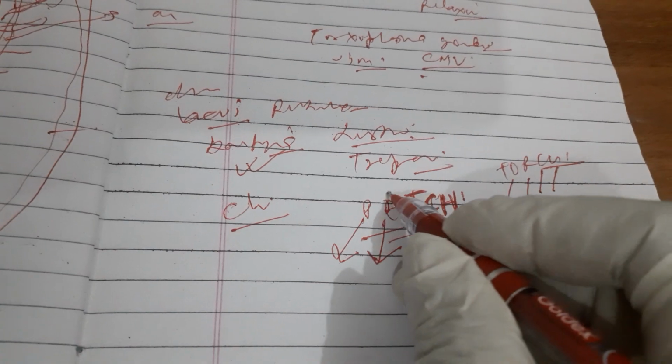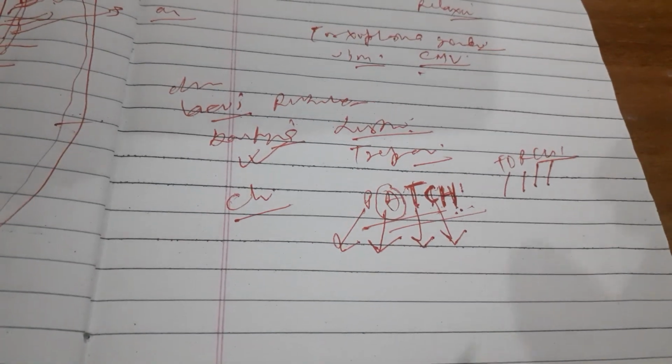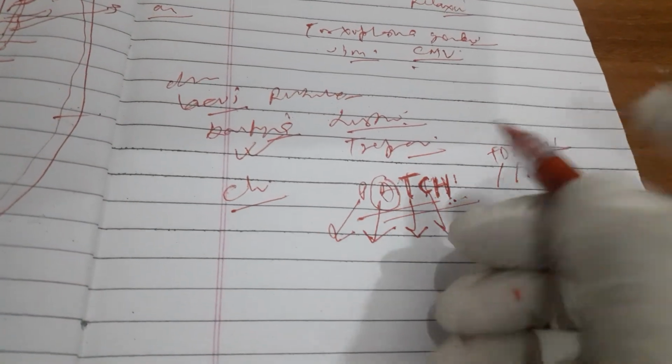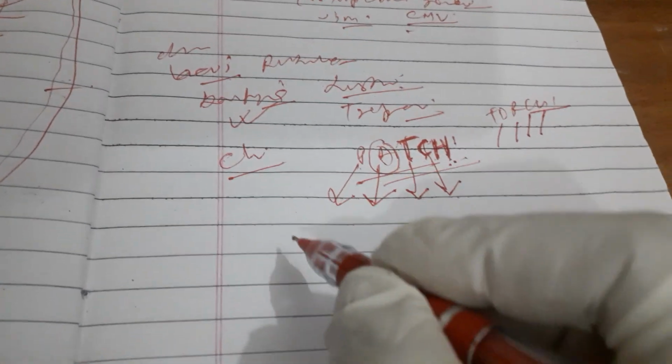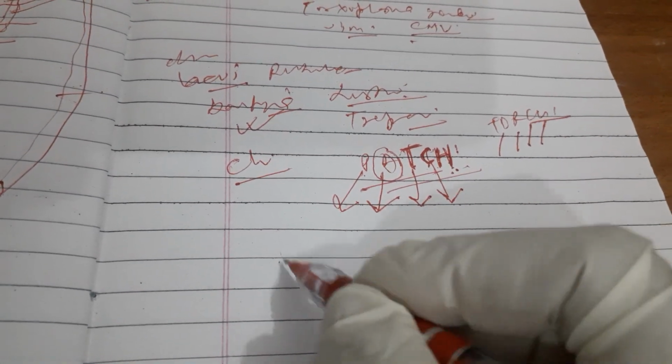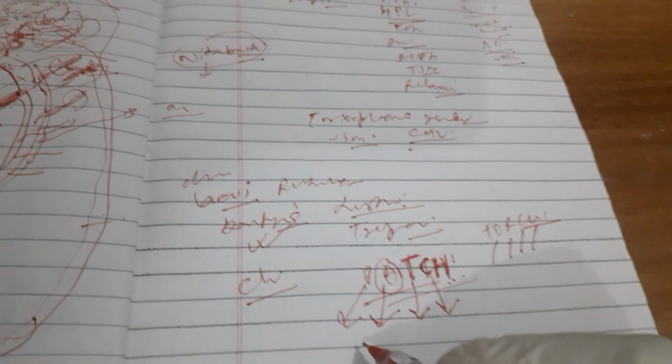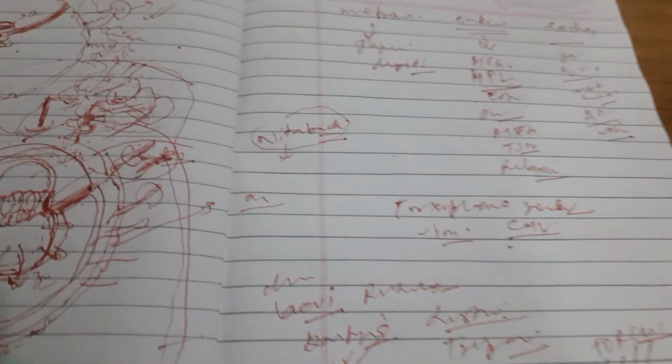And placenta accreta is an adherent placenta, and when the placenta comes to the internal os, it is called placenta previa. So this is all about the placenta. Thank you.